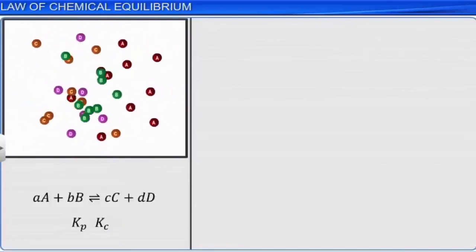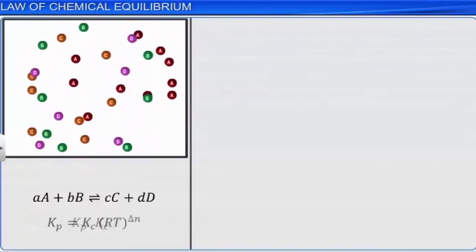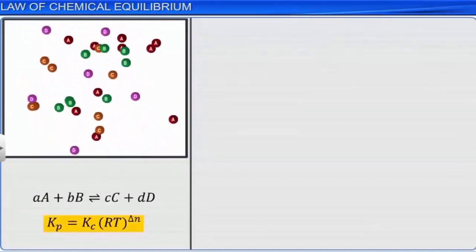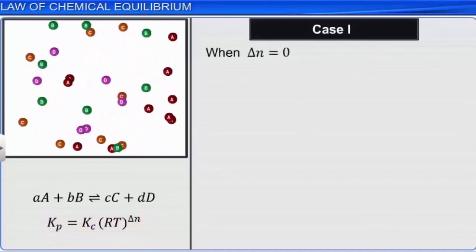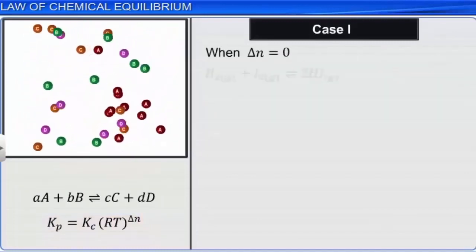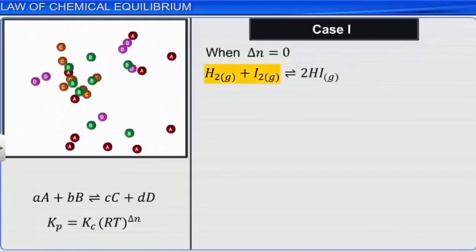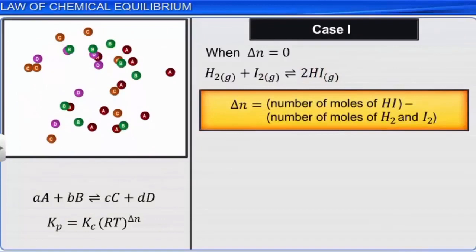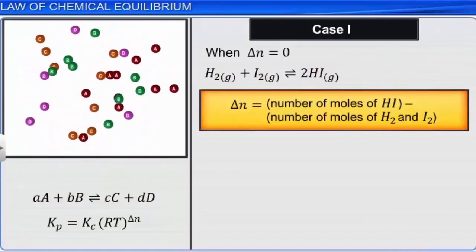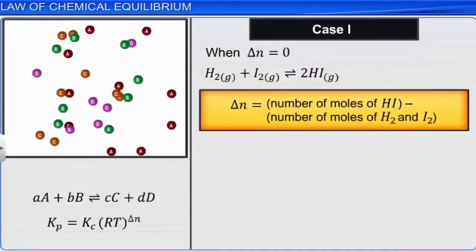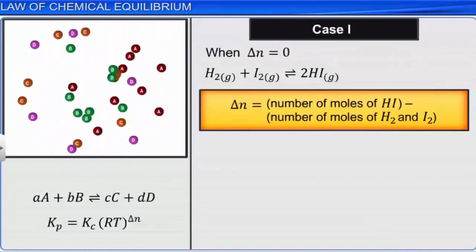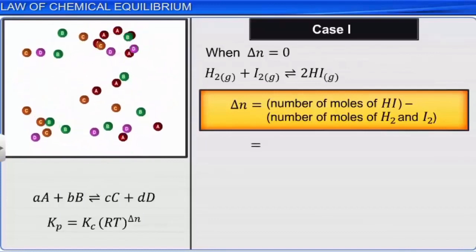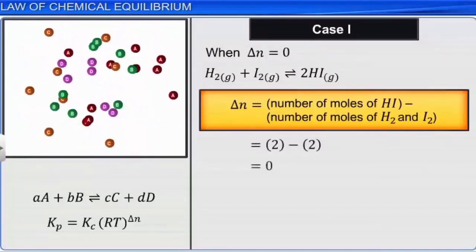Let us see how the relationship between Kp and Kc varies with the difference in the number of moles of products and reactants. Case 1: when delta n is equal to 0. Consider the reversible reaction of hydrogen and iodine that gives hydrogen iodide. For this reaction, the difference in the number of moles, delta n, is equal to the number of moles of hydrogen iodide minus the number of moles of hydrogen and iodine, which is equal to 2 minus 2 is equal to 0.